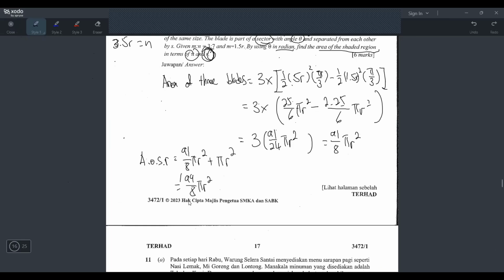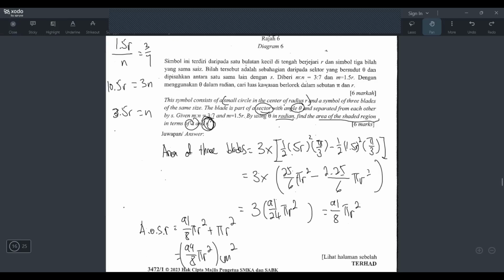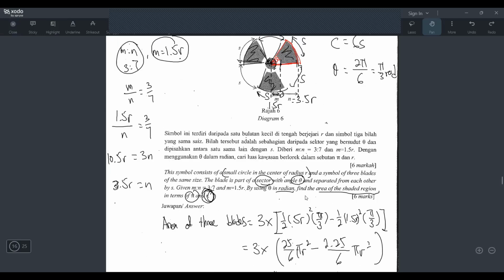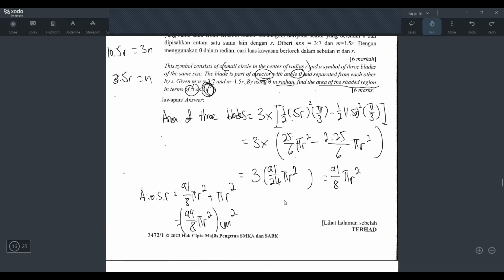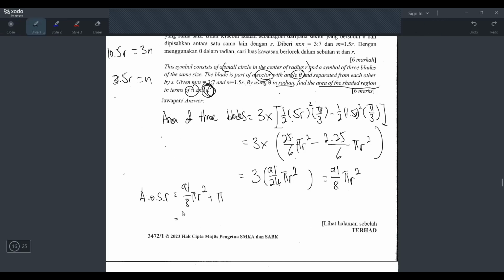So they want your answer in terms of pi and r, right? And since this is area, I think you should write cm squared. Okay, everything is in cm, right? Actually, they never mention cm or whatever. So if they never mention, I think no need to write. So you just write 99 over 8 pi r squared. Or maybe you write unit squared, because we don't know the unit here. We don't know whether it's cm or meter. All right, hope you understand.